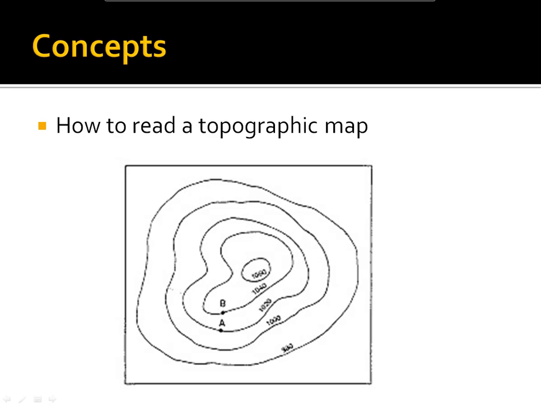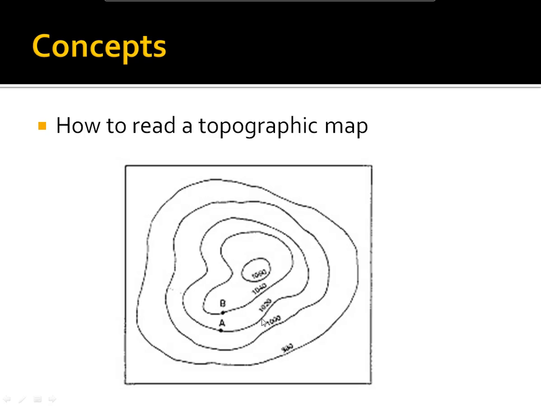The last few things I want to talk about is the concept of how you read a topographical map. We spent some time looking at this, and I can tell you there is a topographic map on the test. As you can see here, the topographic map is pretty much just a bunch of concentric lines, or a bunch of circles inside other circles.